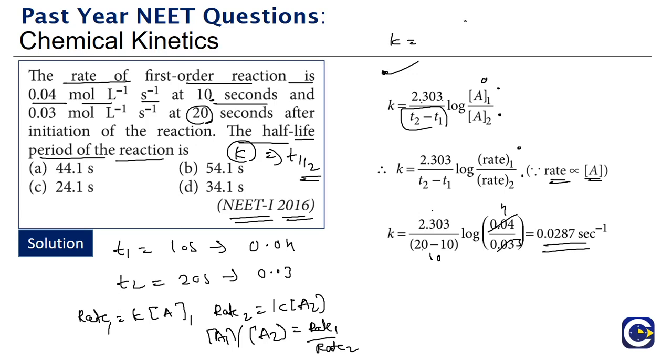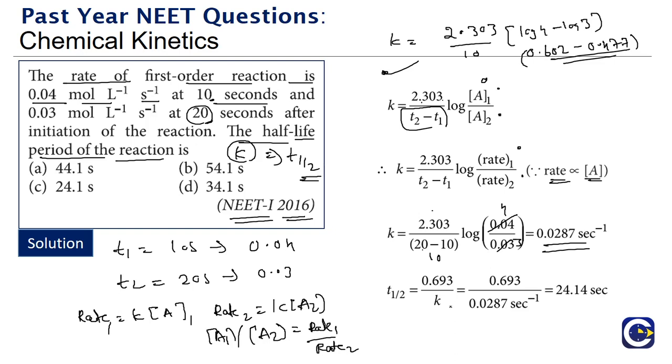So the K value will be 2.303 by 10 times log 4 by 3, which can be written as log 4 minus log 3, where log 4 will be 0.602 and log 3 will be 0.477. We'll simplify this subtraction, then multiply by 2.303, then divide by 10. That gives us the value as 0.0287. And once we get the value of K, the T half value will be 0.693 by K.